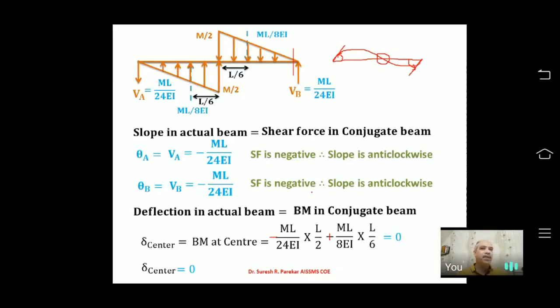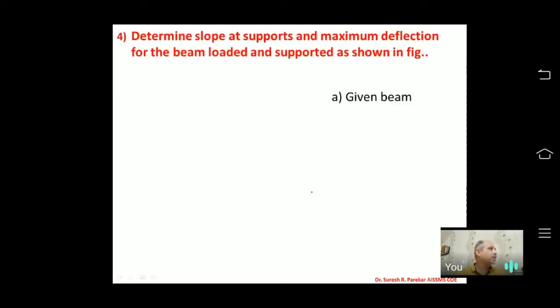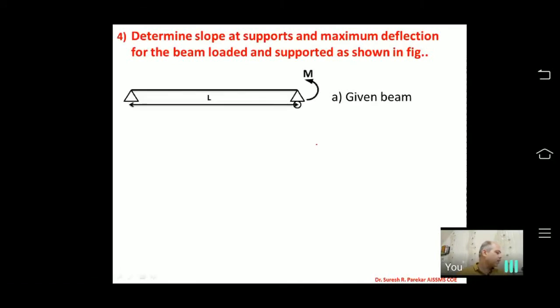So this was the third problem. Then we will go to the next problem, in which I am now considering the slope at one of the supports, and then we are going to find the slope and deflection. So now you can go with this. We have a C beam with a couple at the right support, but now I have considered it anti-clockwise.